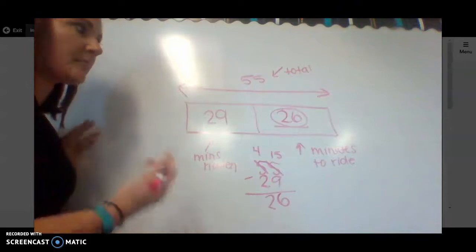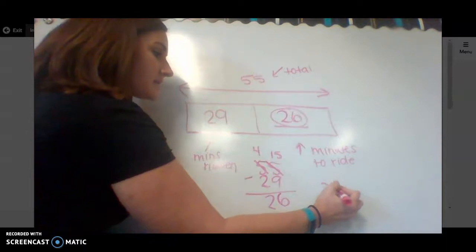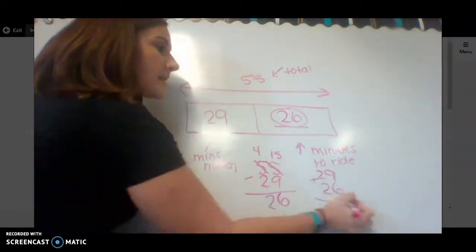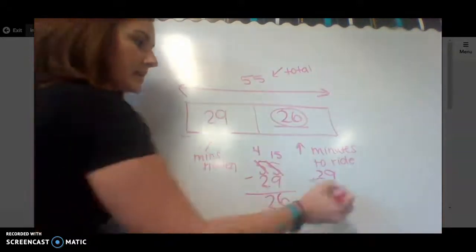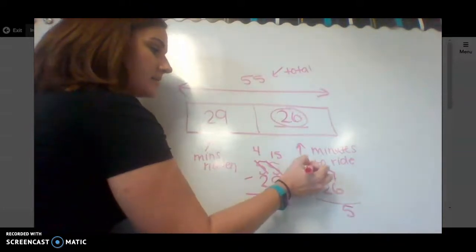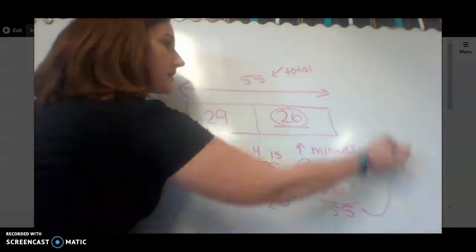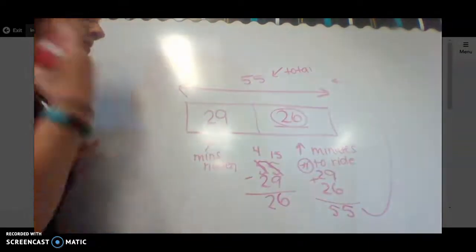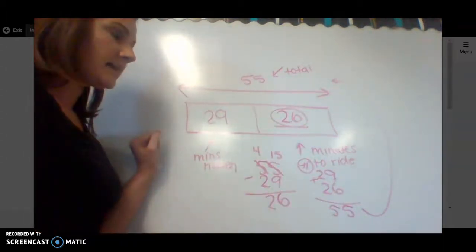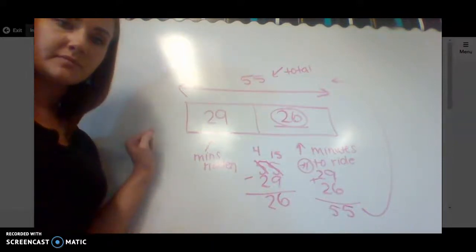Now let's double check that by adding those up. If I go back and add these up, so I have 26 minutes plus 29 minutes. If I add these up, I should hopefully get to our total here. So 9 plus 6 gives me 15. I carry my 1. 2 plus 2 gives me 4, plus 1 gives me 5. So our total time here would be 55 minutes. So our missing number is that he has to ride 26 more minutes to get to your total.